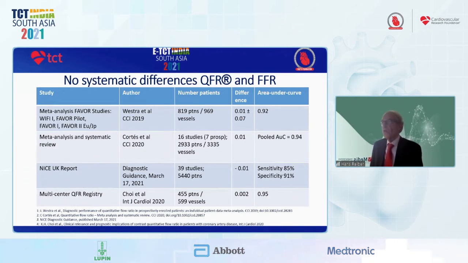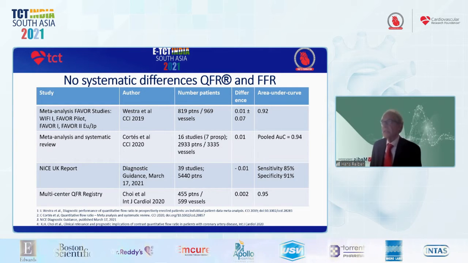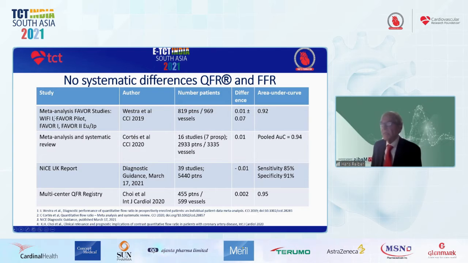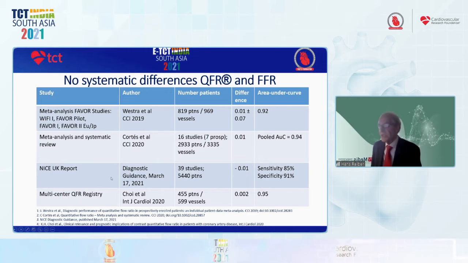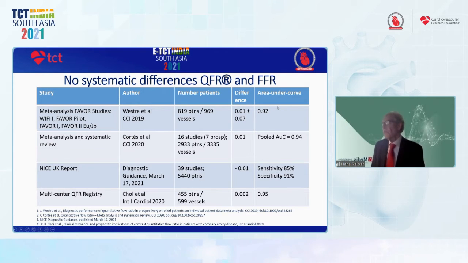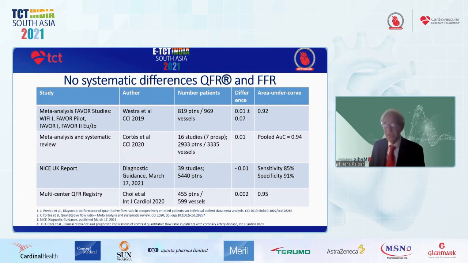The question, of course, is always: you have to do a lot of validations, and we found that there are no systematic differences between the QFR and the FFR. Here, just 4 big studies: the meta-analysis of the FAVOR trial, a meta-analysis by Dr. Cortez of 16 studies, the NICE UK report with 5,450 patients, and Dr. Choi here recently. If you add everything together, that's close to 10,000 patients. You see that the differences here are all on the order of plus or minus 0.01, and even 0.02, with an area under the curve of 0.92. So really, I think very nice results.